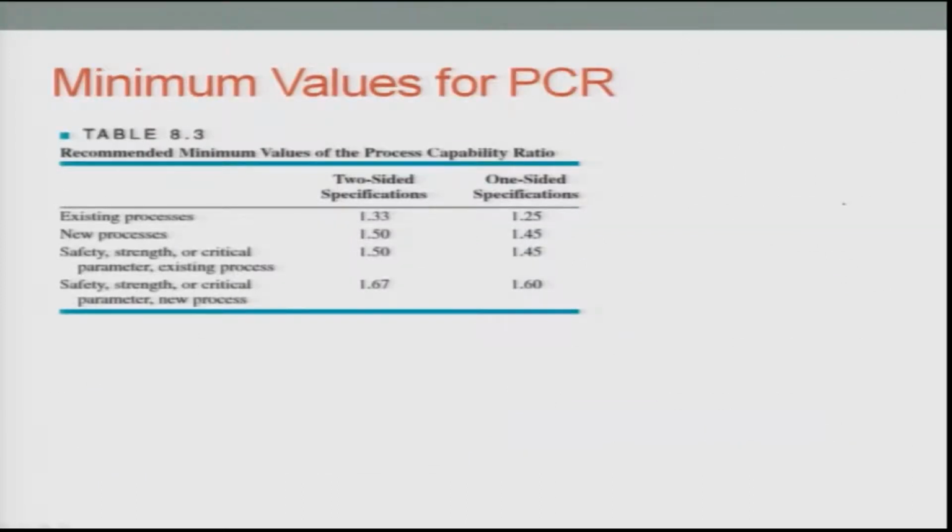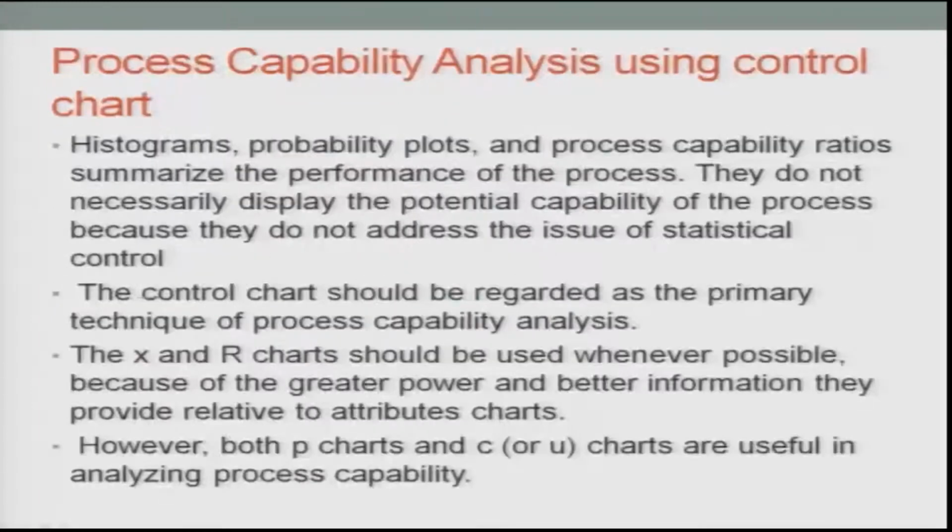So it recommends minimum values of process capability ratios for existing processes. If it is 1.3, one sided would be 1.25. In new processes, if two sided is 1.5, one sided would be 1.45, and so on. The values are given. So process capability analysis using control charts is done accordingly. Histograms, probability plots, and process capability ratios summarize the performance of the process. They do not necessarily display the potential capability of the process, because they do not address the issues of statistical control per se. The control chart should be regarded as the primary technique of process capability analysis.